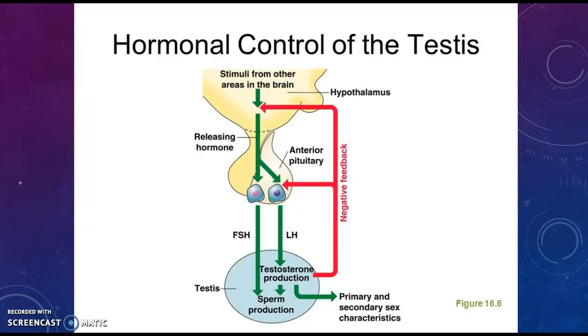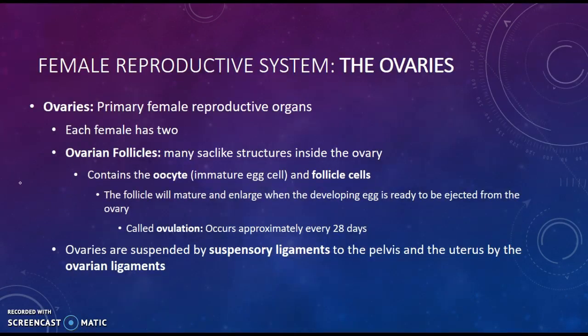Okay, so we know that we release follicle stimulating hormone and luteinizing hormone, and this helps create testosterone, which helps with sperm production and your secondary sex characteristics, like the deepening of the voice and the body hair.